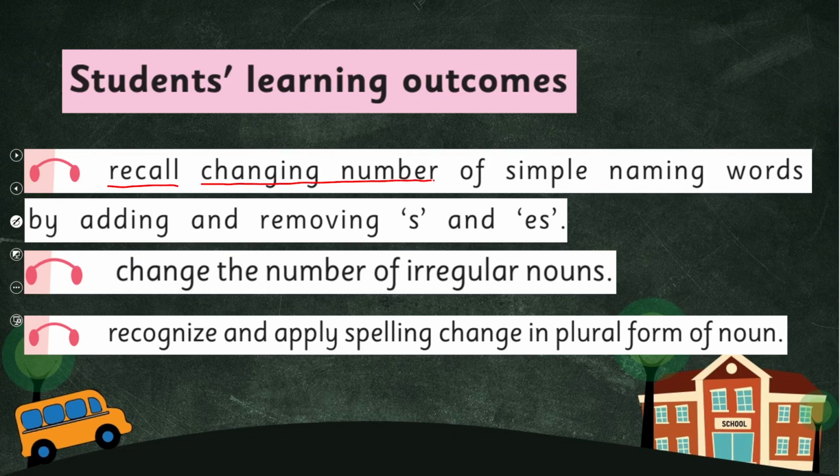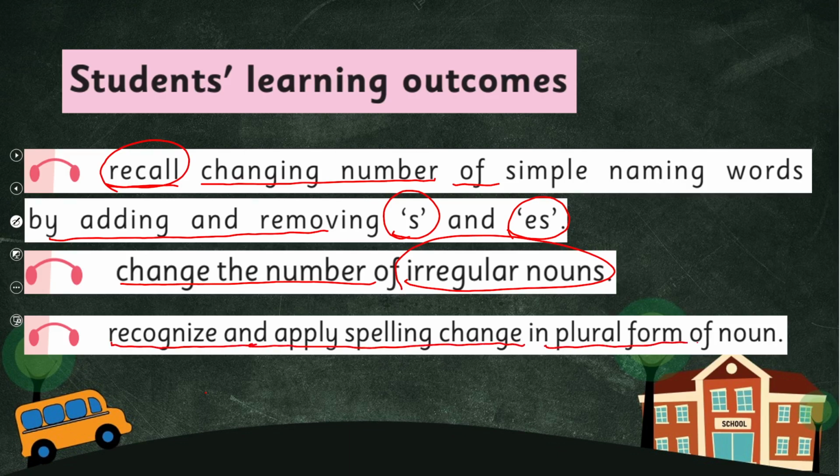Recall changing number of simple naming words by adding and removing s and es. We have already learned it, so we'll recall this concept. Change the number of irregular nouns and recognize and apply spelling change in plural form of noun. These are our today's SLOs.